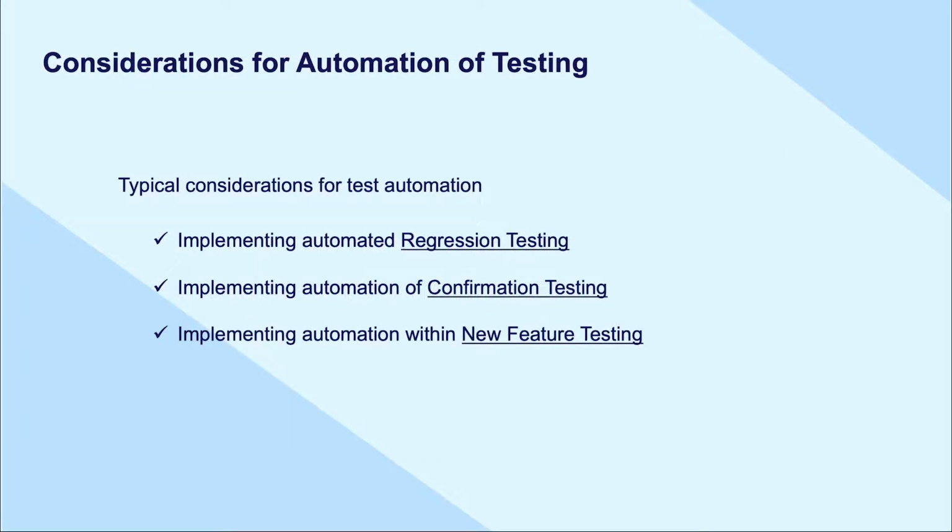In this chapter, we'll show you how that process works and which elements are involved, including factors to consider when implementing automated regression testing, implementing automation of confirmation testing, as well as implementing automation within new feature testing.